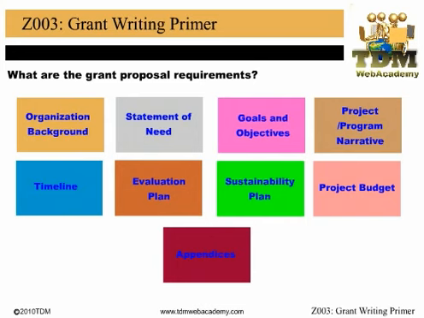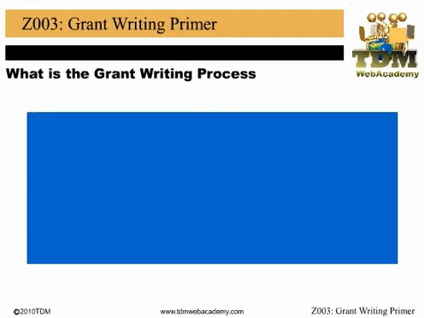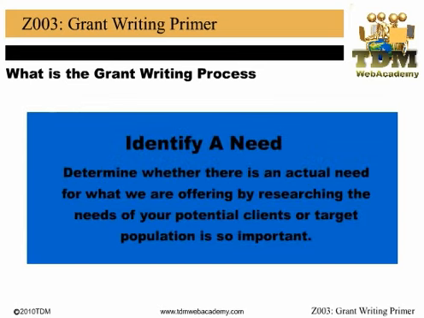Next, we will discuss what happens during the grant writing process. Writing a grant is a long process that begins with an idea and continues with various steps before completion. The steps that we will discuss today provide an overview of this grant writing process. These steps are: identify a need.